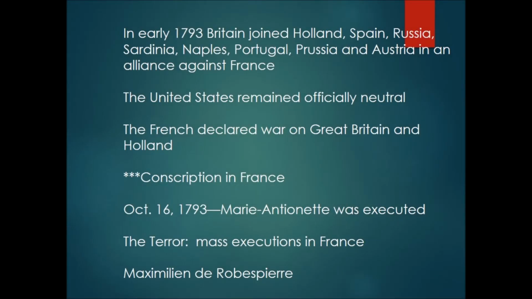So there's now war in Europe, and this war involved a number of different countries. I've given you a partial list up at the top: Britain, Holland, Spain, and so on. And they all made alliances against France. Now, the United States stayed out of this. So I mentioned earlier that Thomas Jefferson was involved in the Declaration of the Rights of Man, and the U.S. was heavily tied with France, and it didn't want to get involved. The French also declared war on Britain and a number of these other countries.